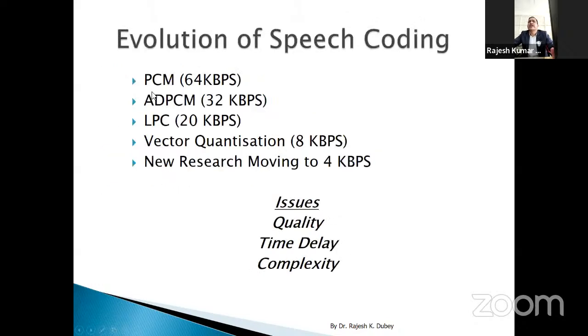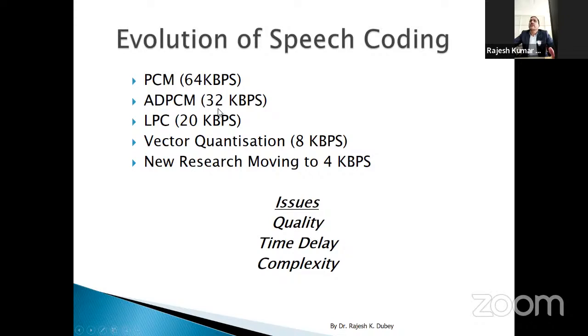In speech coding, simple PCM coding gives a 64 kbps bitrate. Simple calculation: if a speech signal is sampled at, for example, 8 kilohertz, and each sample is represented by 8 bits, then 8 into 8 is 64 kbps. If you use 16 bits resolution, then it is 128 kbps. Pretty simple mathematics.